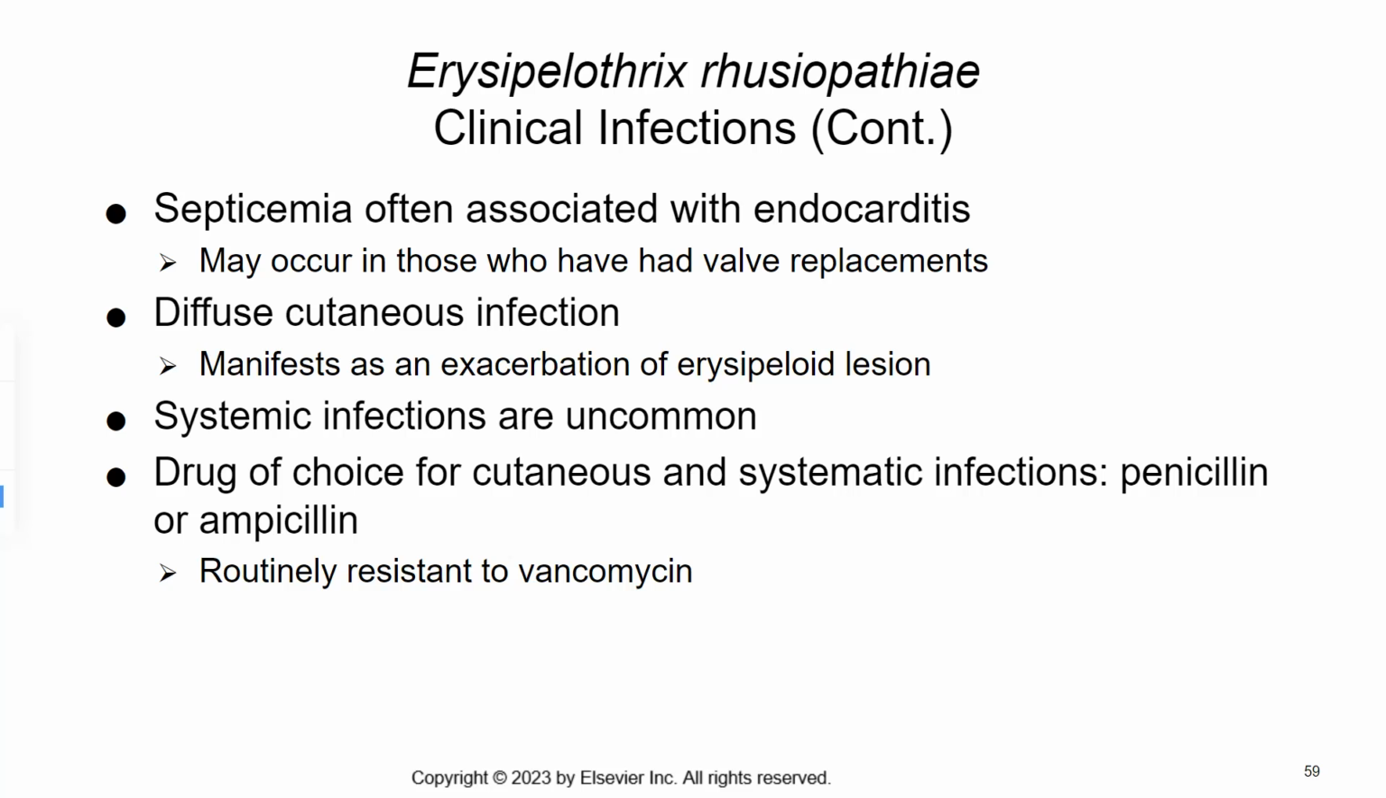Septicemia is often associated with endocarditis. It may occur in those who have had valve replacements. Diffuse cutaneous infection manifests as an exacerbation of the erysipeloid lesion. Systemic infections are uncommon. The drug of choice for cutaneous and systemic infections is penicillin or ampicillin, and it's routinely resistant to vancomycin.